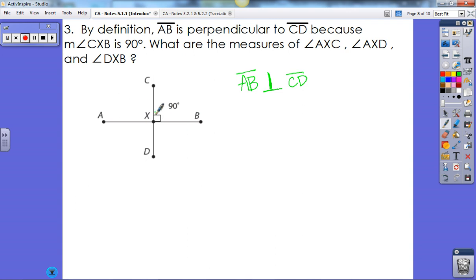But remember that if they are perpendicular, then they form 4 right angles, so all of these are right angles. So when it asks me for the measure of angle AXC, angle AXD, and angle DXB, all of them have a measure of 90 degrees.